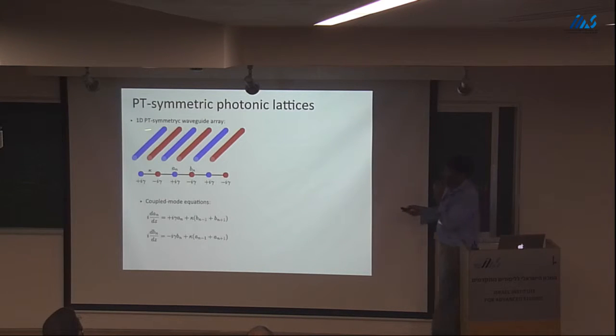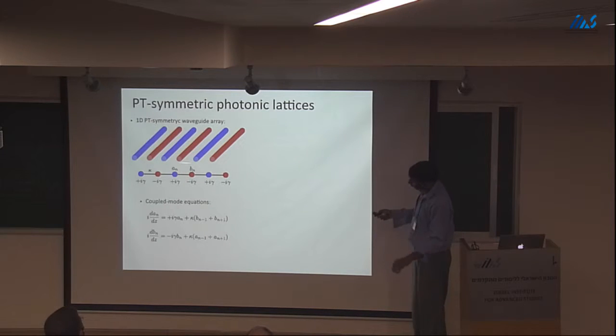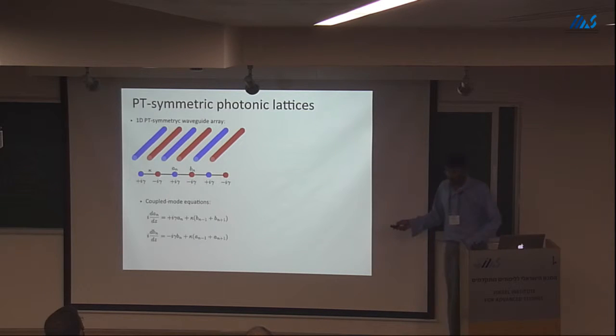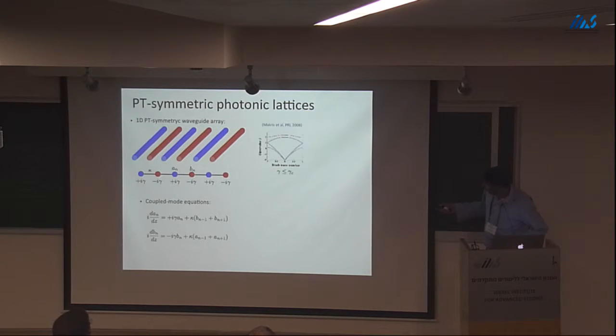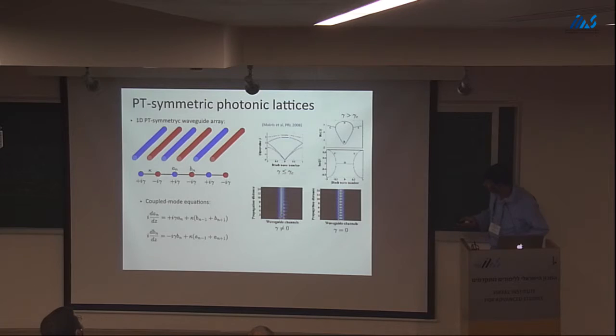So now if you take a 1D PT-symmetric waveguide array with alternating gain and loss, then you have a system like this, and you get coupled mode equations like that. And basically, if gamma is less than gamma c, the critical value of PT symmetry breaking, then you get this dispersion with a gap right here. At exactly gamma equal to gamma c, there is no gap here. So that's the dispersion for this particular setting. And if gamma is greater than gamma c, you have the broken symmetry regime and you get complex eigenvalues in that context.